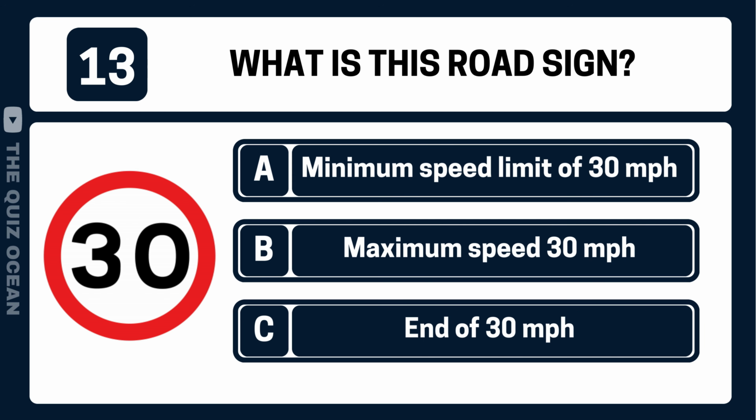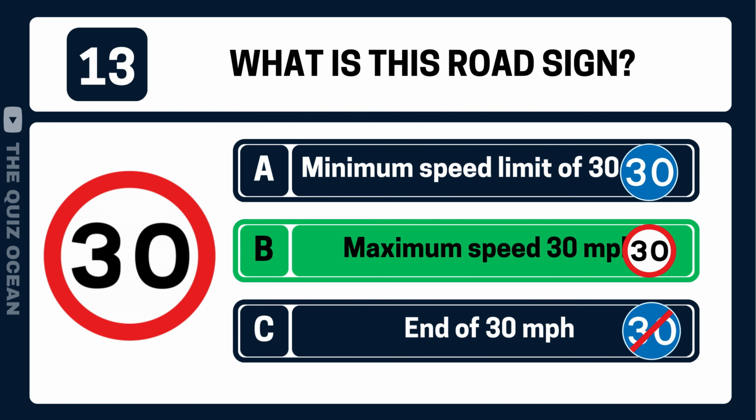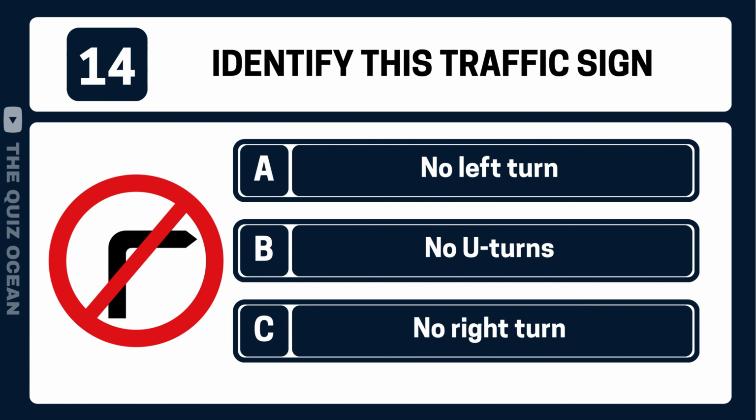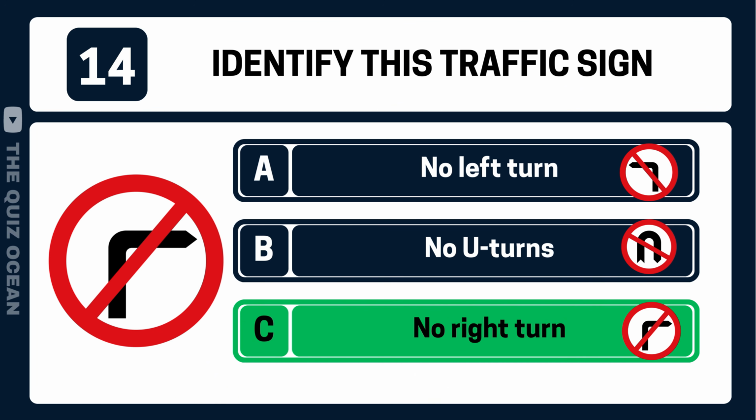What is this road sign? Good observation. This sign shows the maximum speed limit of 30 miles per hour. Identify this traffic sign. That is right. This sign prohibits making right turns in the area.